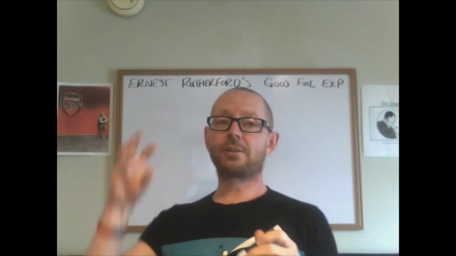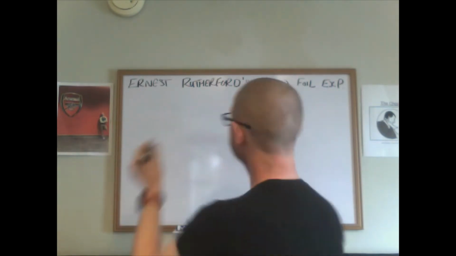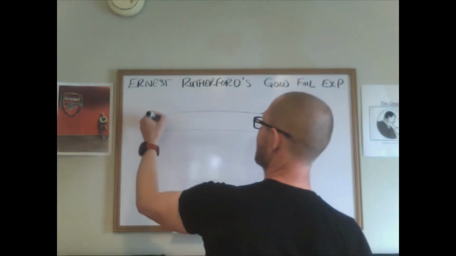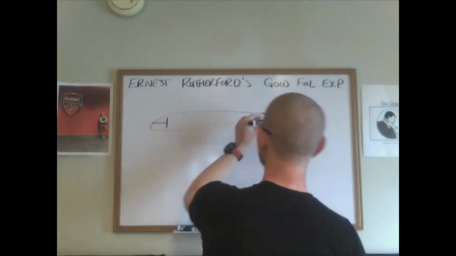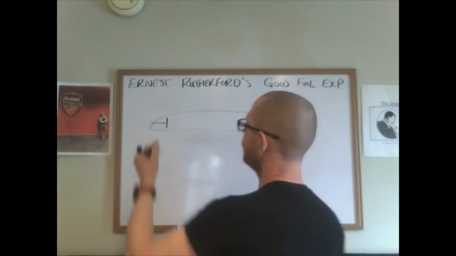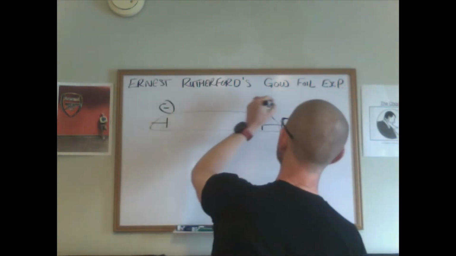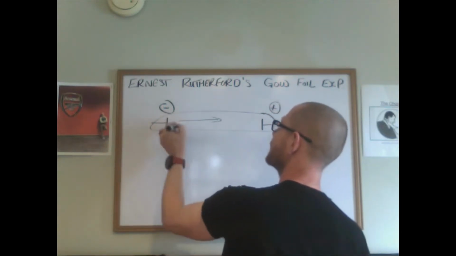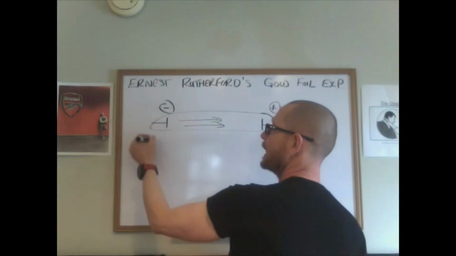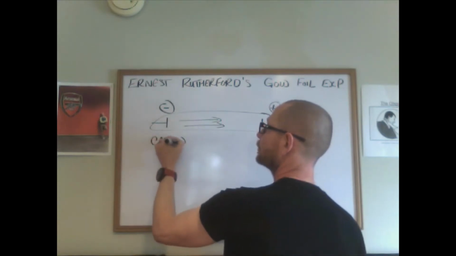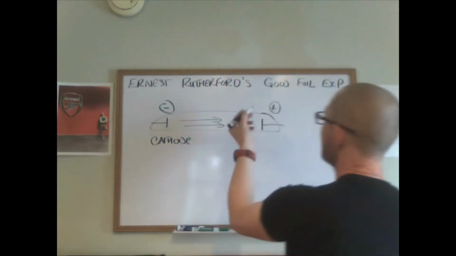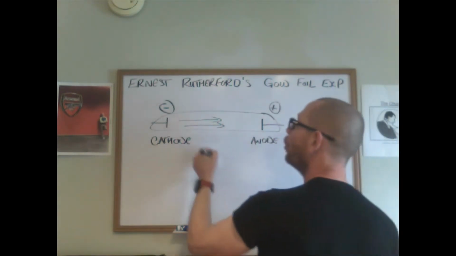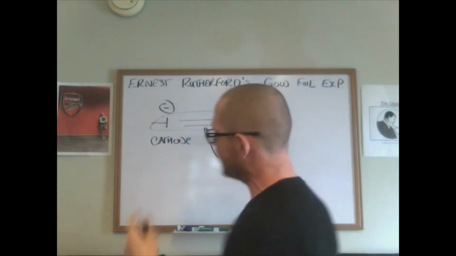So he applies the negative to one end of this evacuated gas tube. You've got two plates inside of it, both connected to a voltage supply. We'll apply the negative here and the positive here. He found that there was a flow of electricity in this direction because it came from the negative, that's the cathode, and was attracted to the positive, that's the anode. He called this discharge of electricity cathode rays.